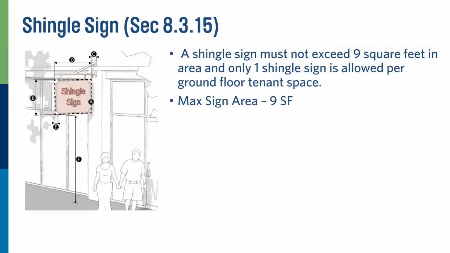The maximum sign area for a projection sign cannot exceed 9 square feet, and only 1 is allowed per ground floor tenant space.